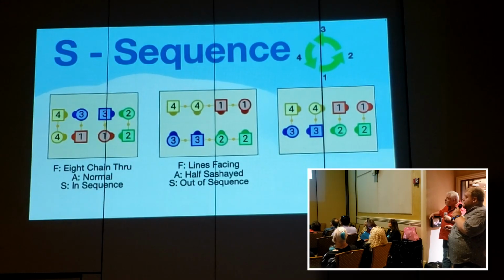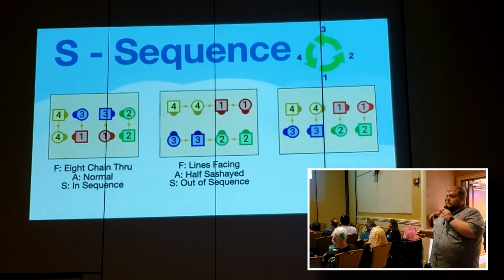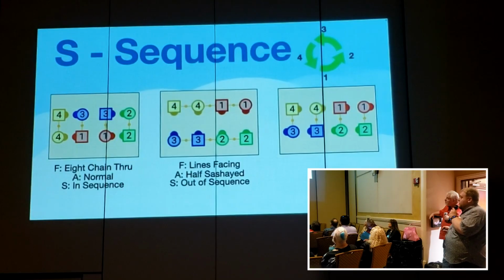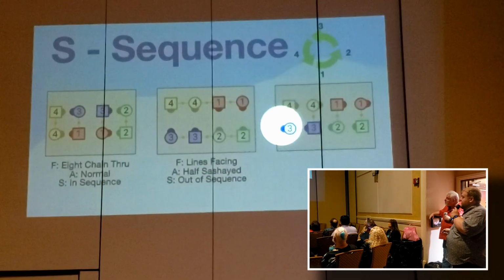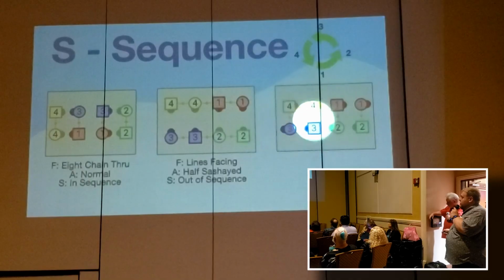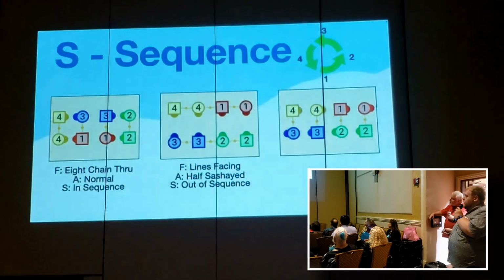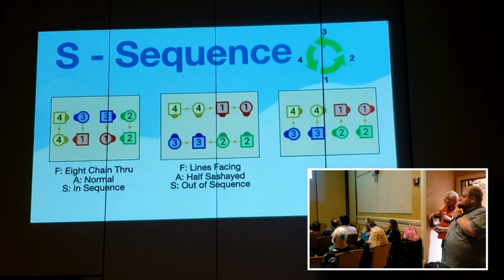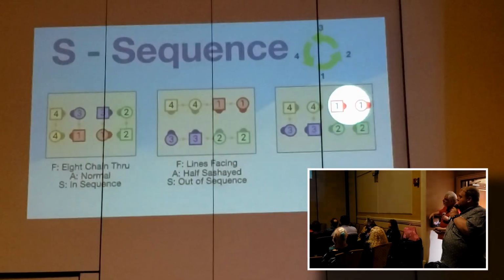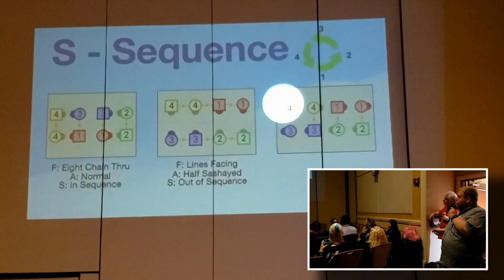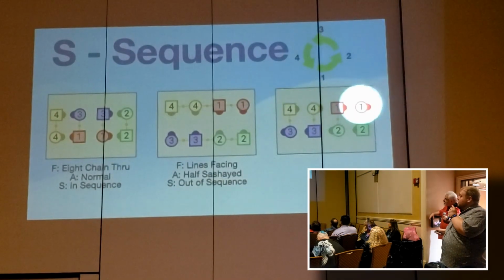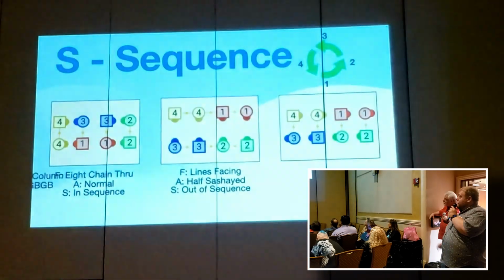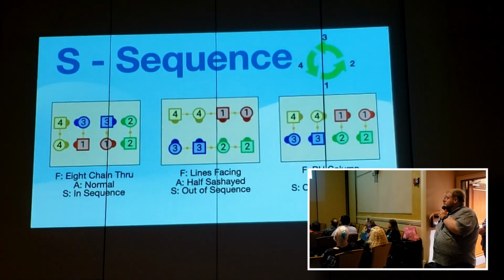What formation is this? Right-hand column is very good. Arrangement? Again, pretend you're down here facing in. It is girl, boy. And sequence, boys, if I look at it going this way, 1, 4, out of sequence. Girls, 1, 4. Everybody's out of sequence.